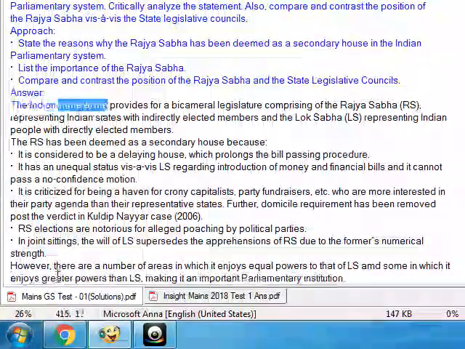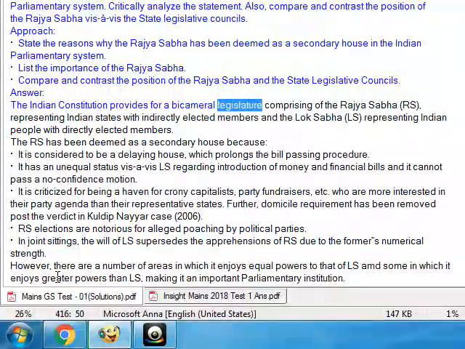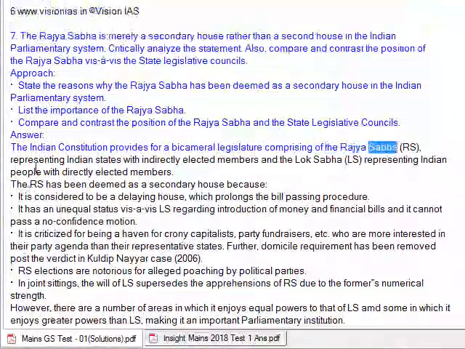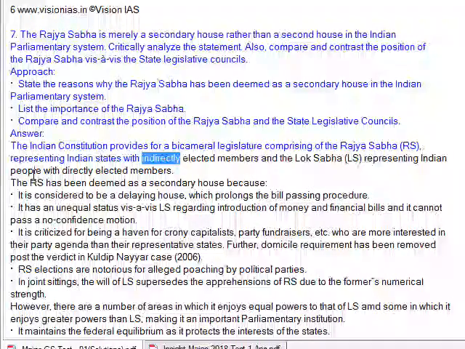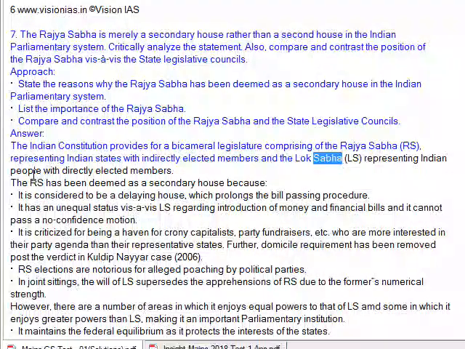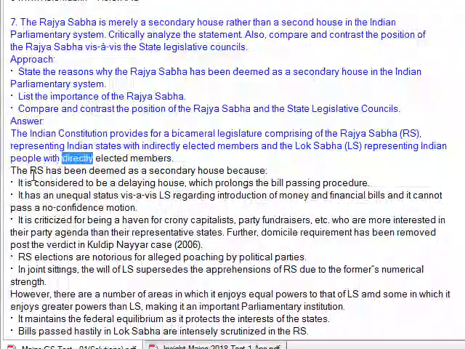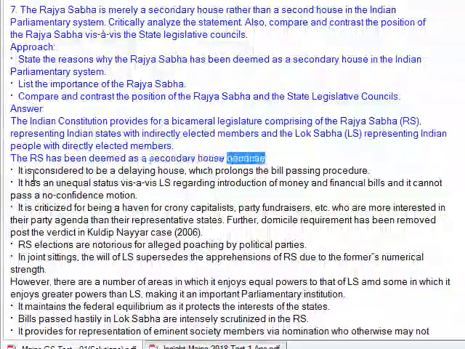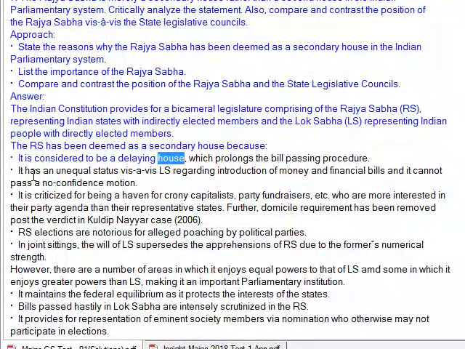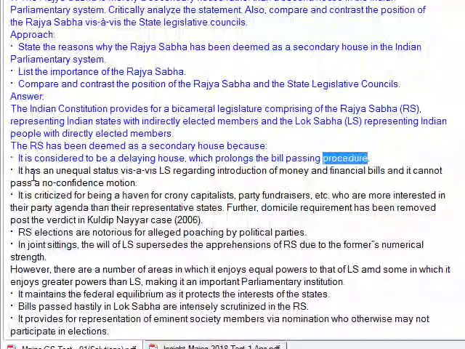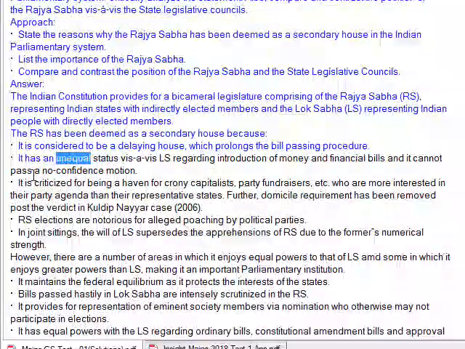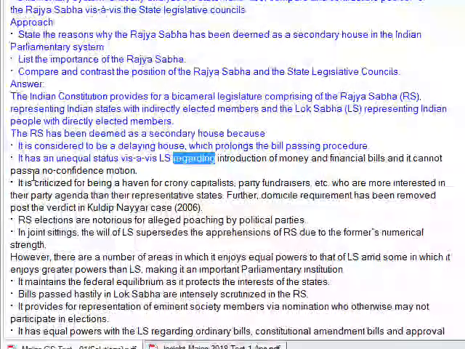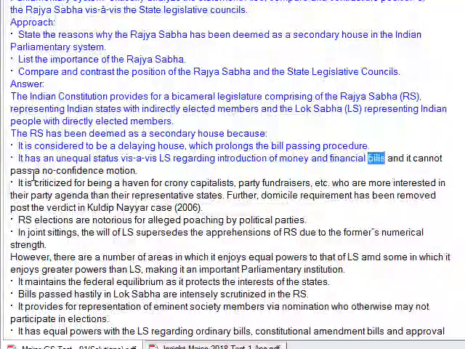Answer. The Indian Constitution provides for a bicameral legislature comprising the Rajya Sabha, representing Indian states with indirectly elected members, and the Lok Sabha, representing Indian people with directly elected members. The Rajya Sabha has been deemed a secondary house because it is considered a delaying house, which prolongs the bill passing procedure. It has an unequal status regarding introduction of money and financial bills, and it cannot pass a no-confidence motion.